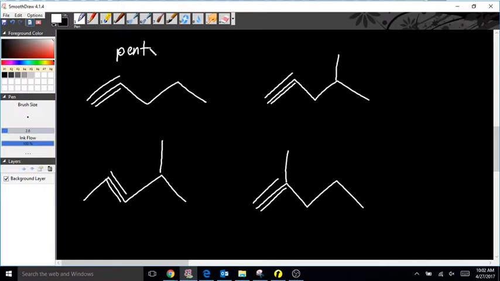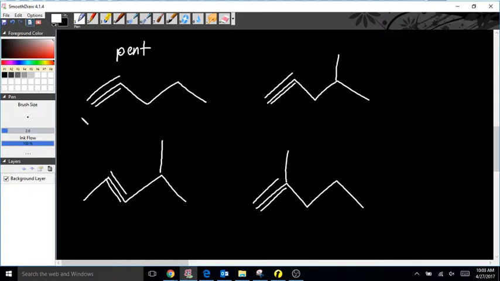Prefix for 5 is pent. Now to indicate I have a triple bond, I'm not working with alkanes, I'm not working with alkenes. This time, if we have a hydrocarbon with a triple bond, we call that an alkyne. And once again, we still need to indicate what number of carbon that's on. So my numbering system is either going to go 1, 2, 3, 4, 5, or 1, 2, 3, 4, 5.